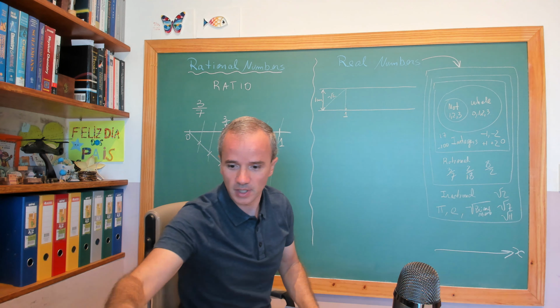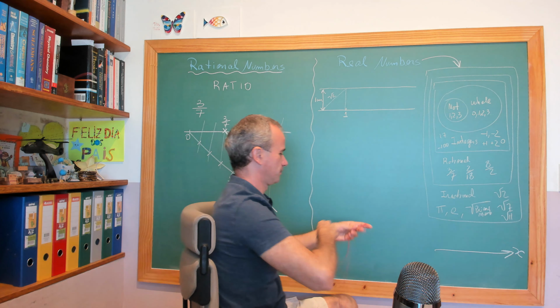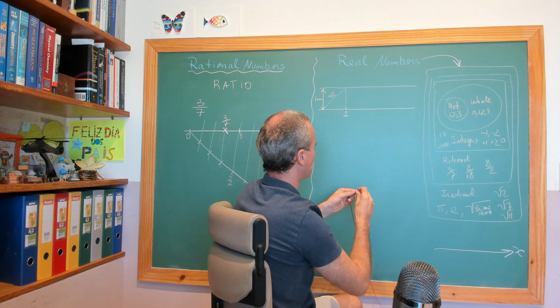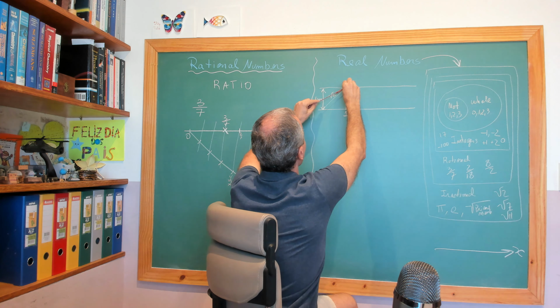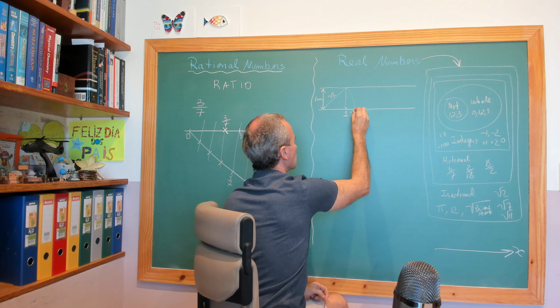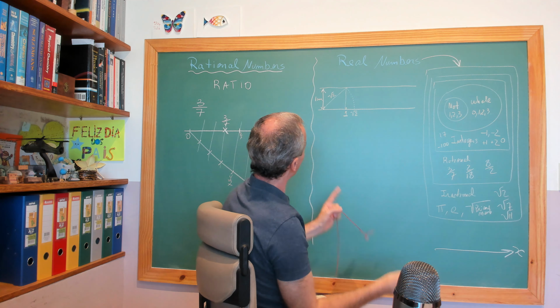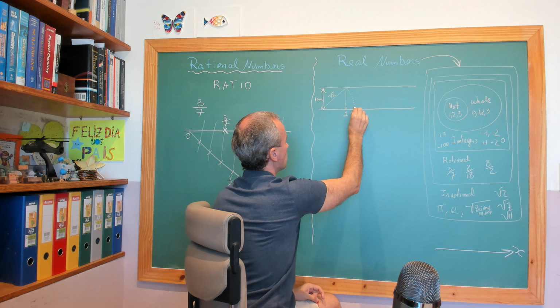Now, you're going to take your compass. It's very simple. And you're going to transfer that to here. So this is your square root of 2. Now, we are going to go up.